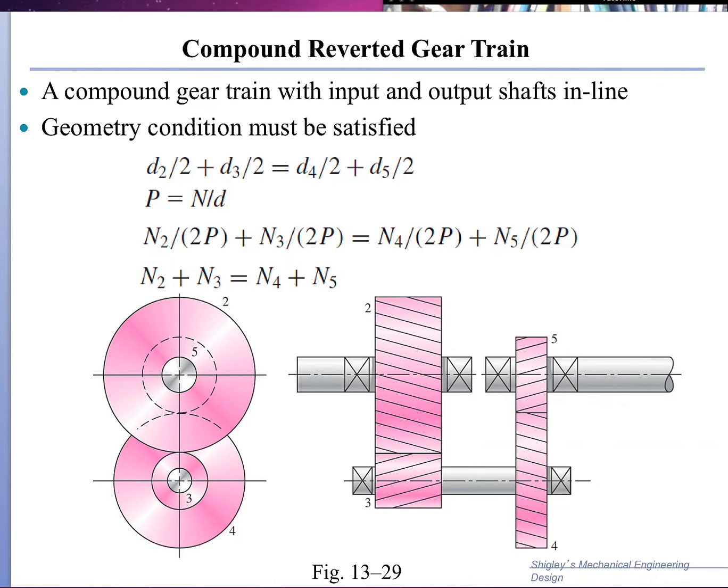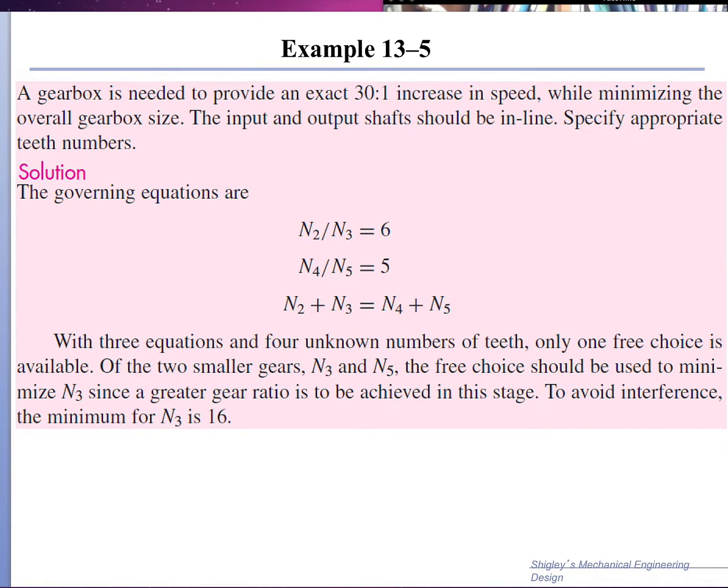So let's take an example on this. We want to have a gearbox with an exact 30-to-1 ratio. This is one additional piece of information to increase the speed, and we want the input and output shafts to be in line. So it's a reverted shaft design. In this case, a 30-to-1 ratio, we're going to achieve it with 2 stages, as we mentioned before. First stage is a gear ratio of 6. Second stage is a gear ratio of 5.